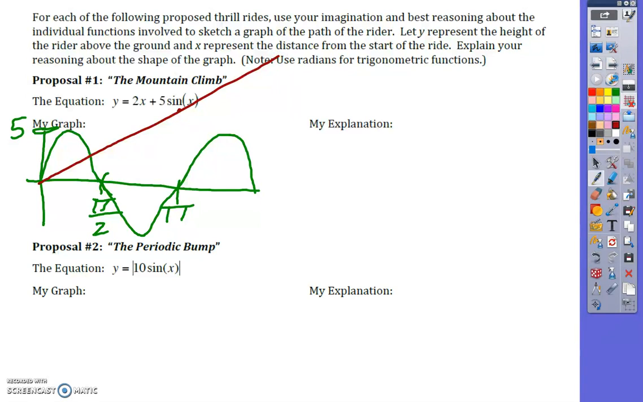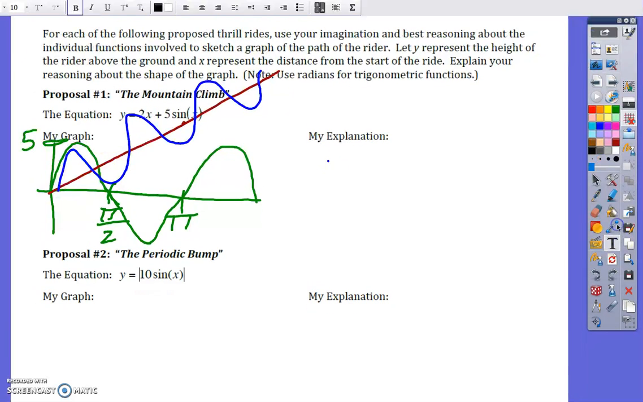So it's doing that. So what would it do to my graph to add a line to a sine wave? And I thought about this one for a while, and I thought, well, maybe the sine wave will bounce around the line. So this is my imagination of the graph. And I'm going to type my explanation, exactly what I wrote before.